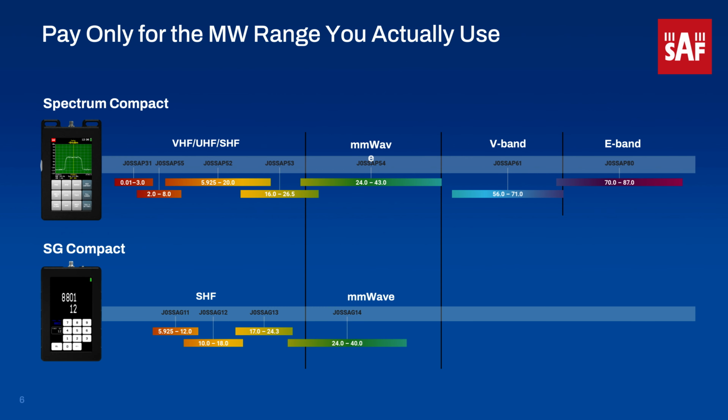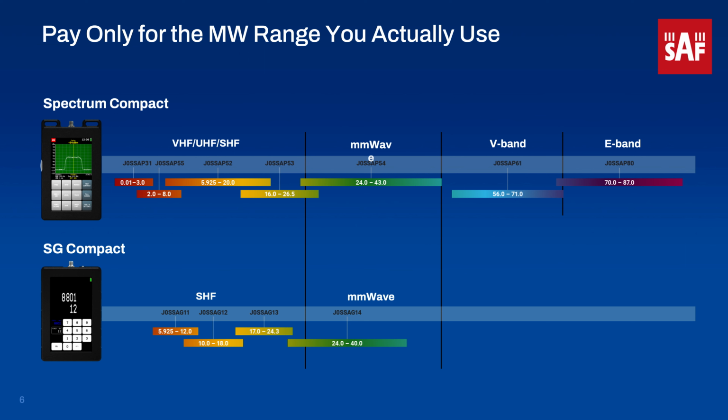If we look at the frequency range covered by the Spectrum Compact Spectrum Analyzer, this is the bar at the top side of the picture. With Spectrum Compact you can cover the frequency range from 10 MHz up to 87 GHz. As you can see, in total there are 7 different devices of Spectrum Compacts, which cover the frequency range from 10 MHz up to 87 GHz.